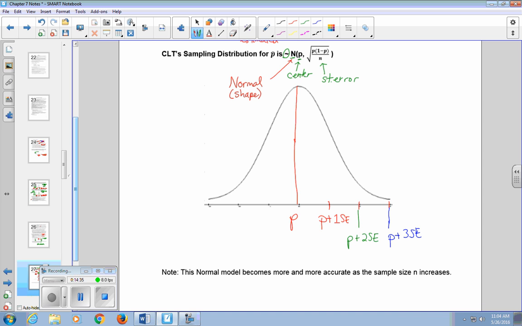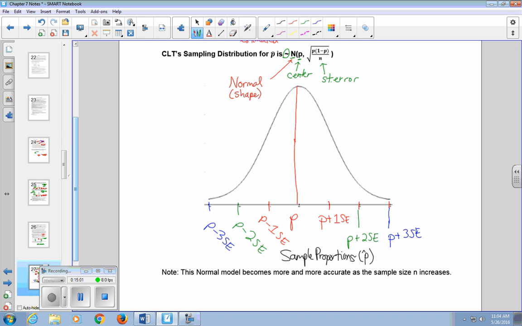Over on the other side, same idea. This is going to be p minus 1 standard error. It's going to be p minus 2 standard errors. And here we've got p minus 3 standard errors. Our horizontal axis is labeled as sample proportions. In other words, these are all possible values of p hat.